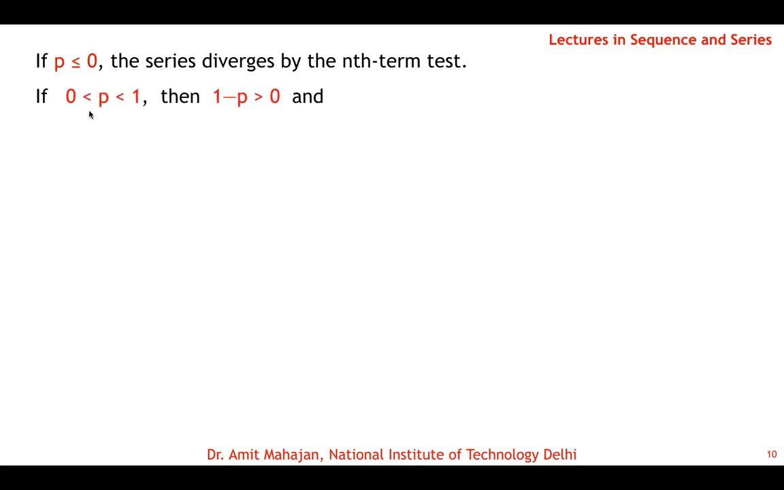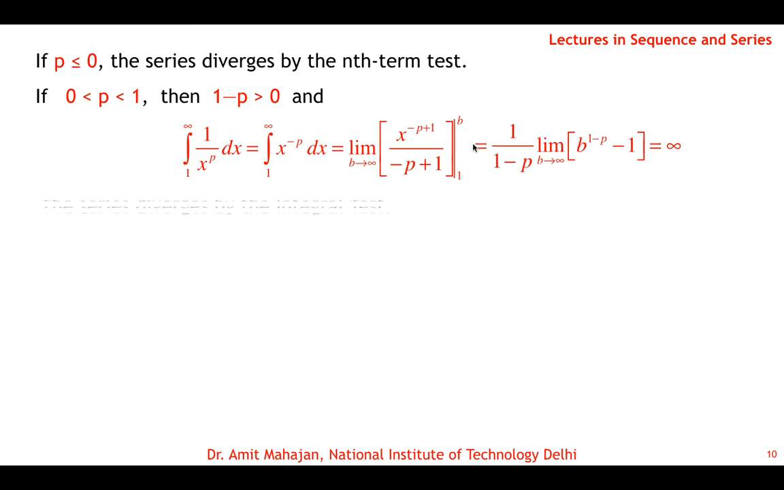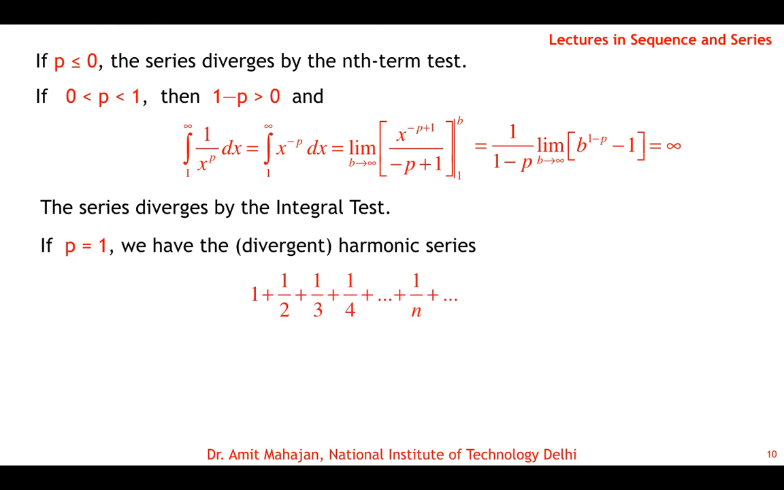For p values between 0 and 1, that means 1 minus p is positive. Again, if we solve the integral that we just solved, in this case, because 1 minus p is positive, this x power 1 minus p remains in the numerator, and so we can substitute the limits, and you see when b goes to infinity, because 1 minus p is positive, this term goes to infinity. Okay, so this integral diverges, and so the series also diverges. Okay, so the only case left is when p equals 1, which we already did as a harmonic series.